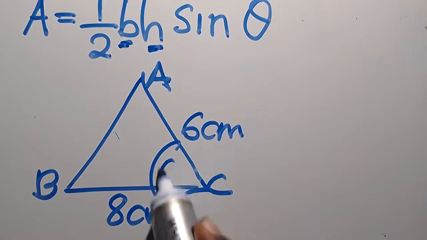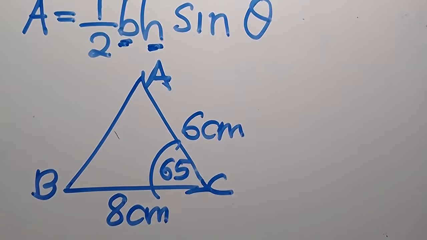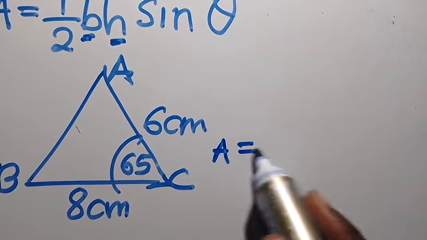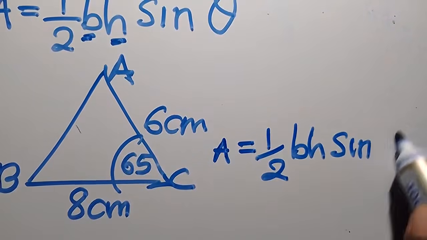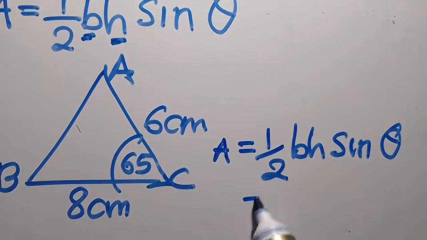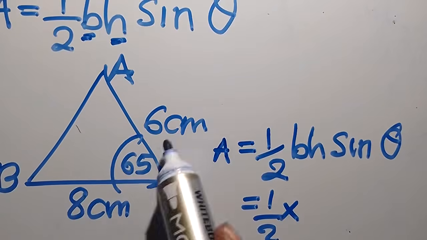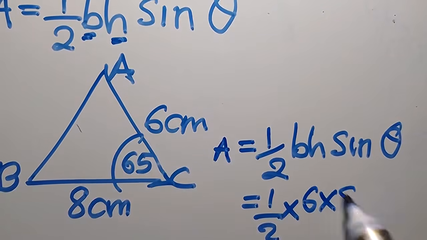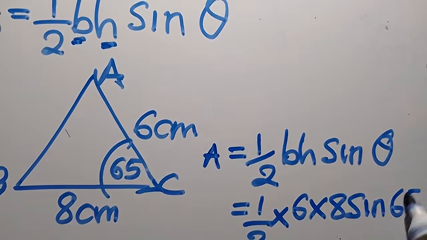Then here you are given that this is 65. You are told to find the area of this triangle. So I'm going to say area of a triangle is equal to half BH sine theta. We are going to say this is equal to half times the two sides that are putting the angle in the middle, 6 times 8, then sine the theta, which is the 65, like this.